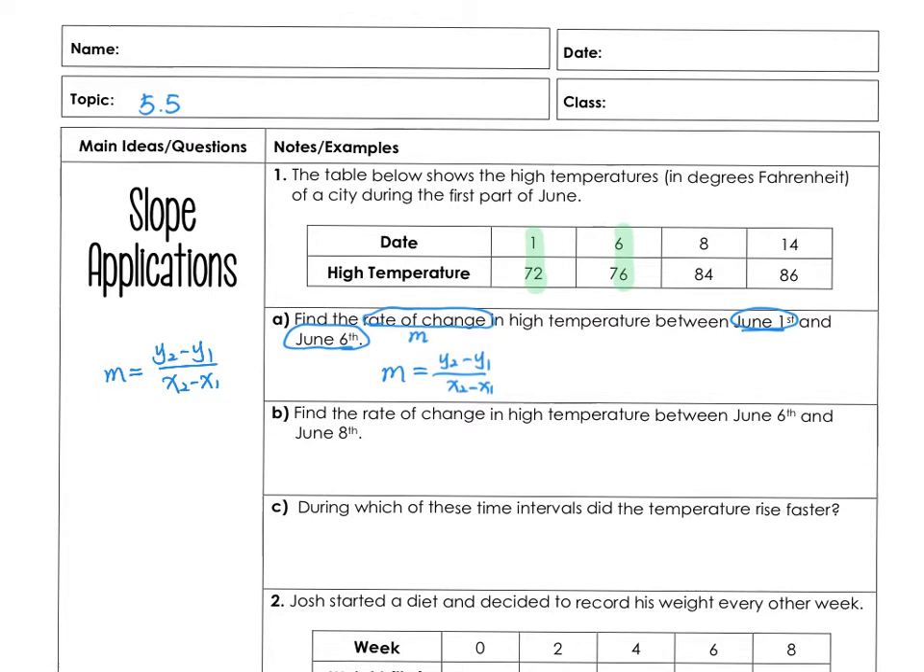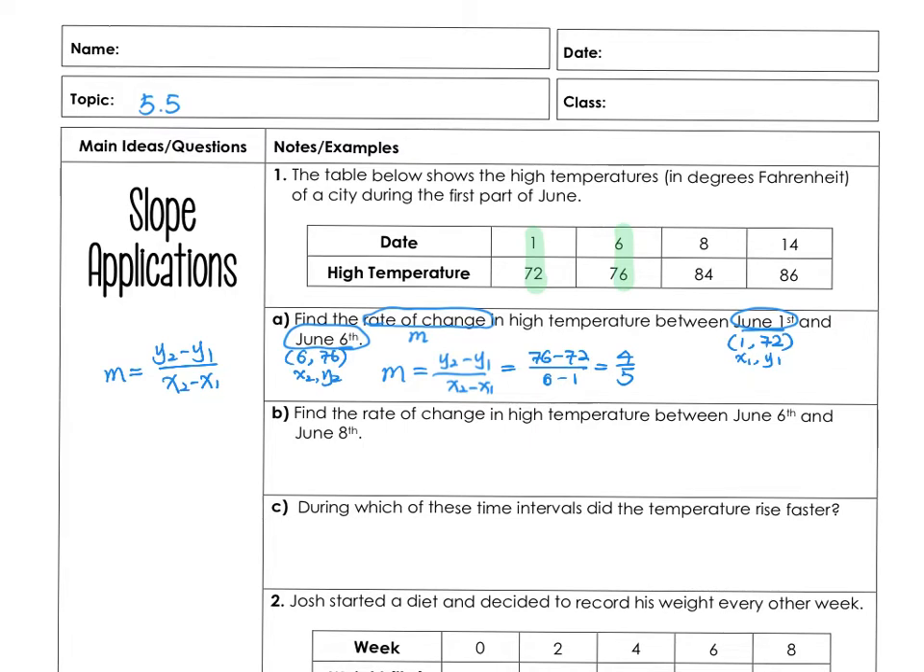Remind yourself about it. So June 1st, I'm going to have 2 data points. First is 72 degrees, and June 6th is 76 degrees. So if I have a table with an x and a y, and I got my x1, y1, x2, y2 right here, now I just need to plug it in. And so it's 76 minus 72 over 6 minus 1. I should have 4 over 5. That's it. Leave it there. So that's the rate of change.